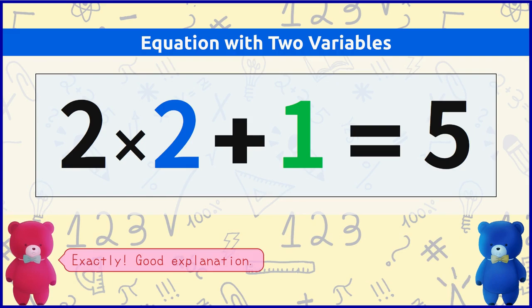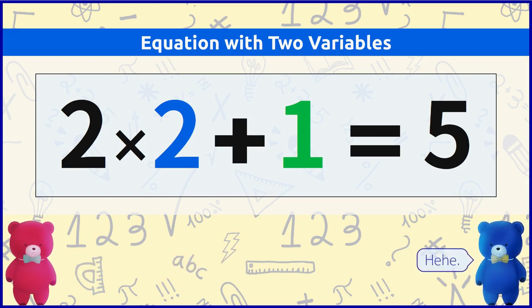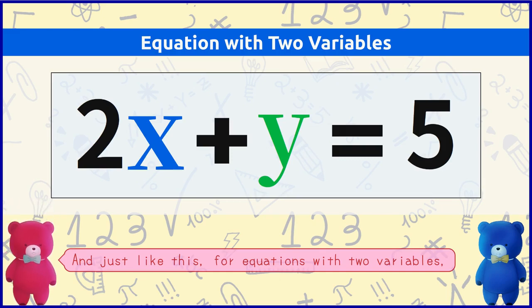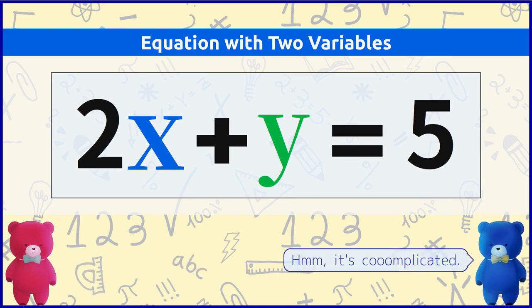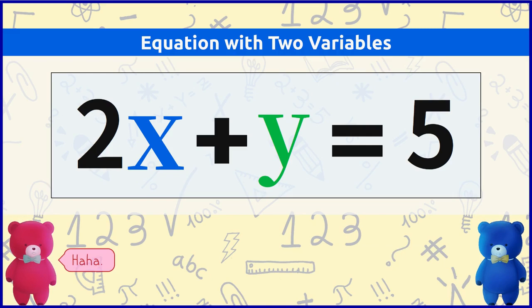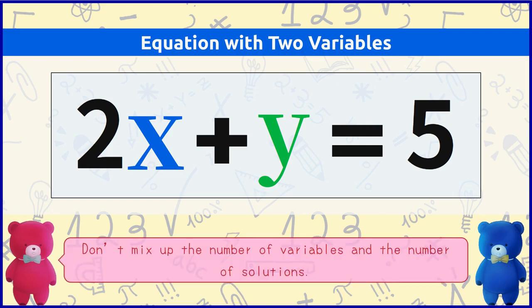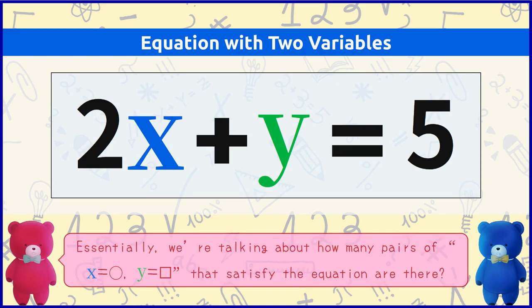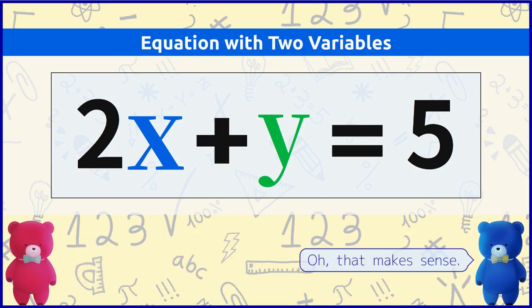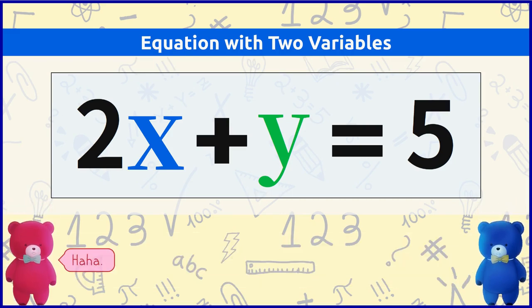Exactly. Good explanation. And just like this, for equations with two variables, there are various patterns in the number of solutions. It's complicated. Don't mix up the number of variables and the number of solutions. Essentially, we're talking about how many pairs of x equals circle, y equals square that satisfy the equation there are. Oh, that makes sense.